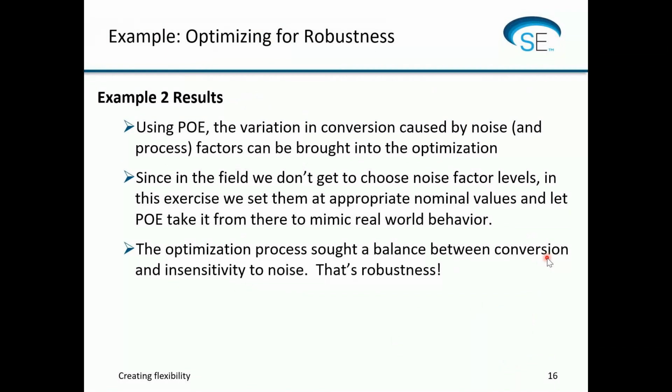Using POE, the variation in conversion caused by my noise and process factors can be brought into the optimization. Since in the field we don't get to choose the noise factor levels, in this exercise we set them to an appropriate nominal value and let POE take it from there to mimic the real world behavior, because we put the standard deviation. It's kind of like a Monte Carlo simulation where we put the nominal value, but it's going to float around and take that into consideration when it does the optimization. And when it did, we have a balance between conversion and insensitivity to noise. In other words, we've optimized the system to incorporate the concept of robustness.